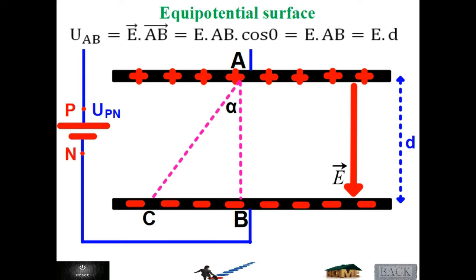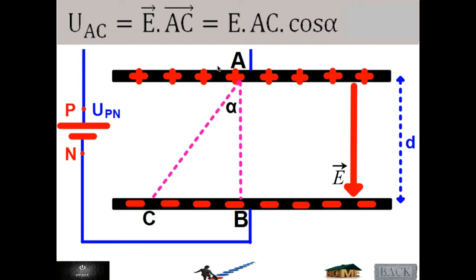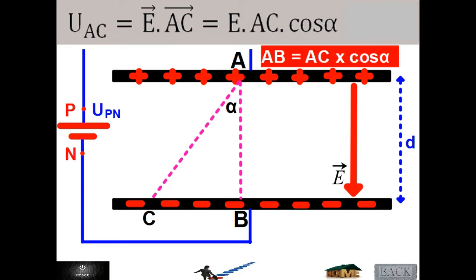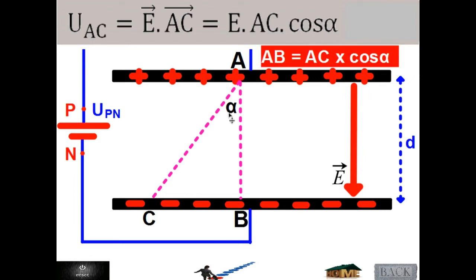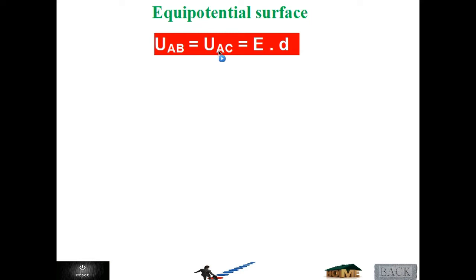Let us try to calculate UAC. UAC is the electric field dot AC, where AC is the distance. And we solve the dot product: E times AC times cosine alpha. But we can write from the geometry of the figure that AB, which is adjacent to alpha, is equal to AC cosine alpha. Thus, instead of AC cosine alpha, I can write AB, and AB is d, so it is equal to E times d. So UAB equals UAC equals E times d.